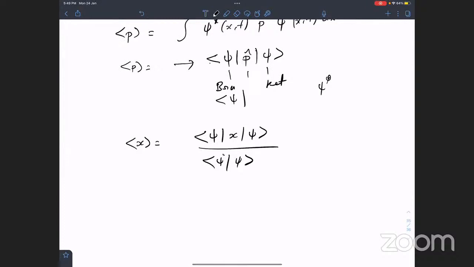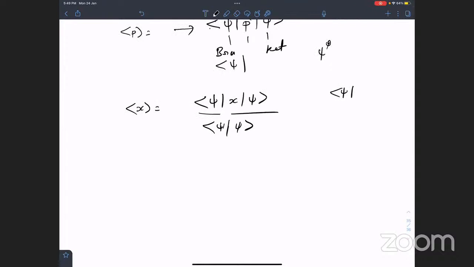You don't have to add a conjugate in the bracket notation. It's understood. If it's coming on the left, it's a bra, not the ket. Then you will know that if I write it like this, that means it's a psi star on the left-hand side. What is the expectation of the momentum operator? It's psi, momentum operator multiplied by psi, divided by psi star psi.